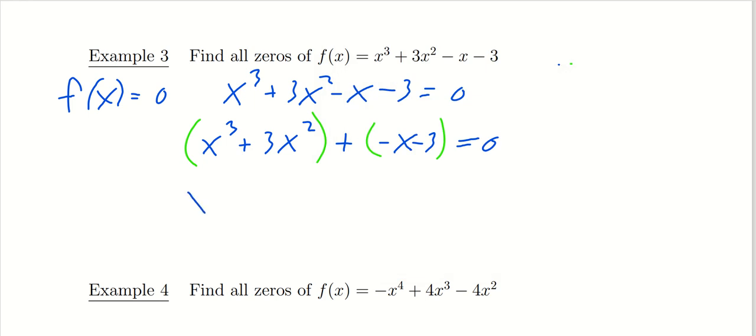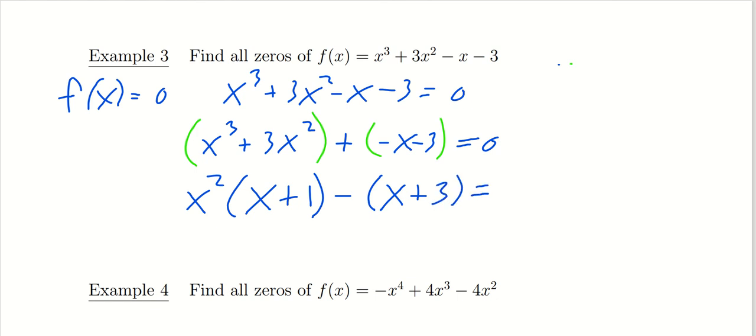In the first grouping, we can factor out an x squared. That'll leave us with an x plus 3. In the second grouping, there's a common factor of negative 1, so factor out the negative 1. That'll leave us with an x plus 3 equals 0. And I made a mistake over here. If you factor out the x squared, that's a coefficient of 3, not 1.